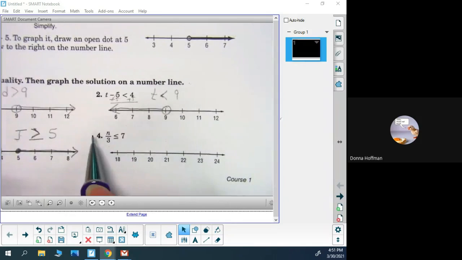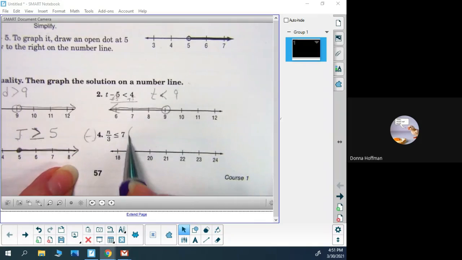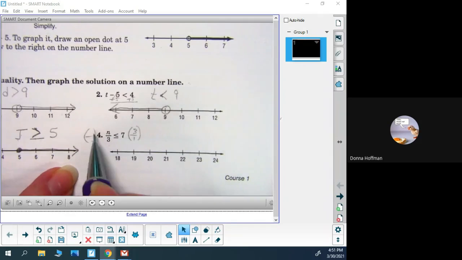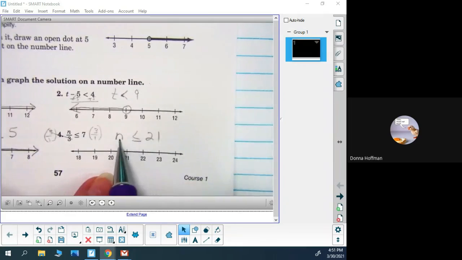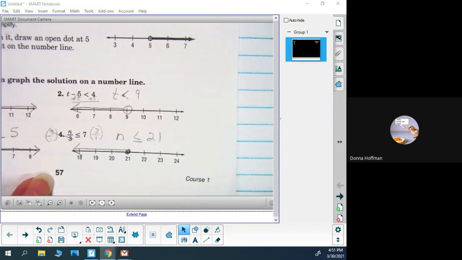Okay, now I got to multiply both sides by 3 over 1. That cancels out, leaving n. And 7 times 3 would be 21. So I need all numbers that are smaller than or equal to. Solid circle. I can include 21. Smaller than or equal to. Okay.